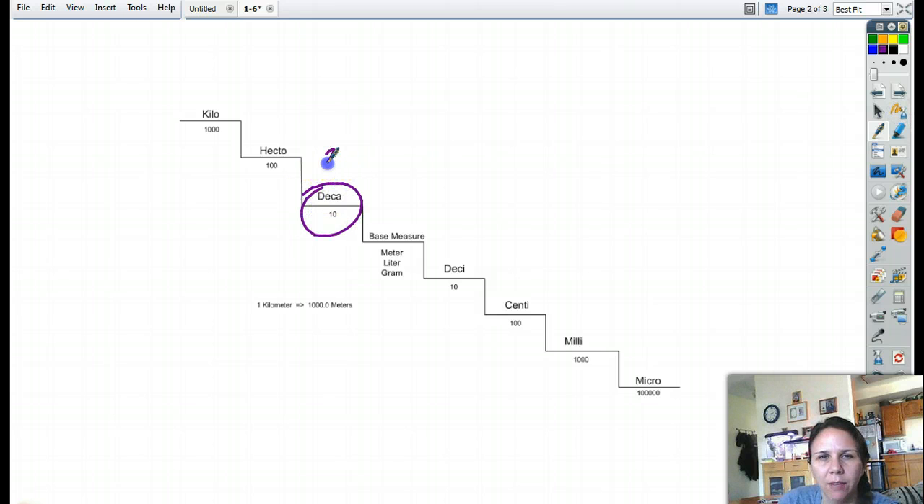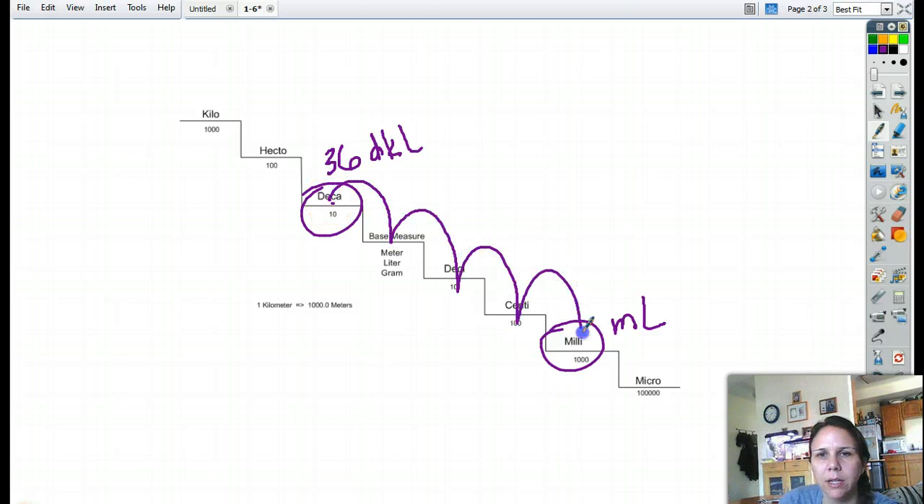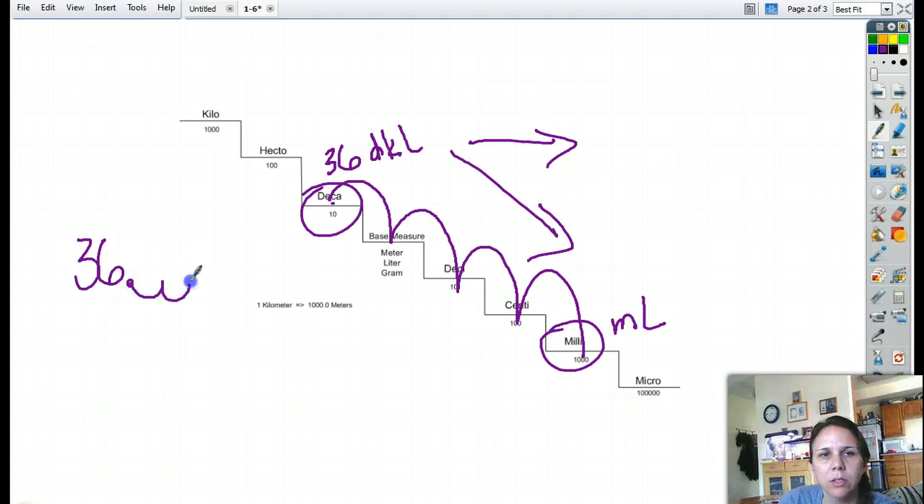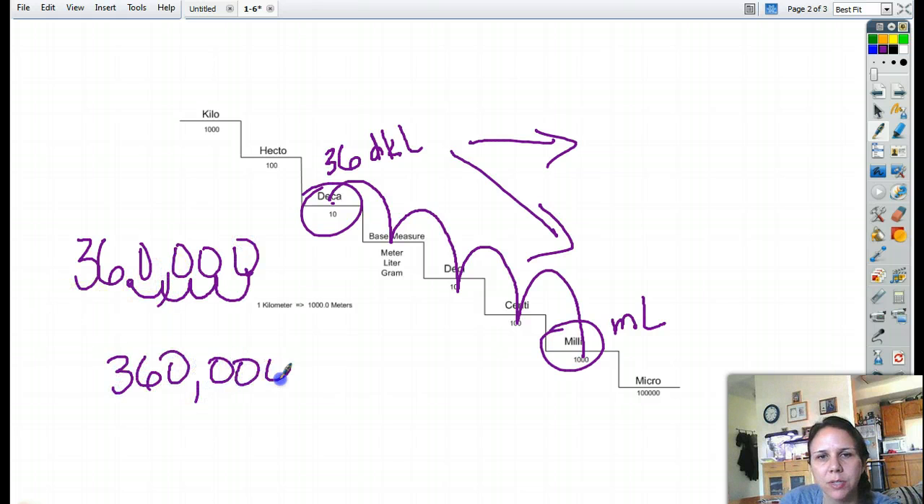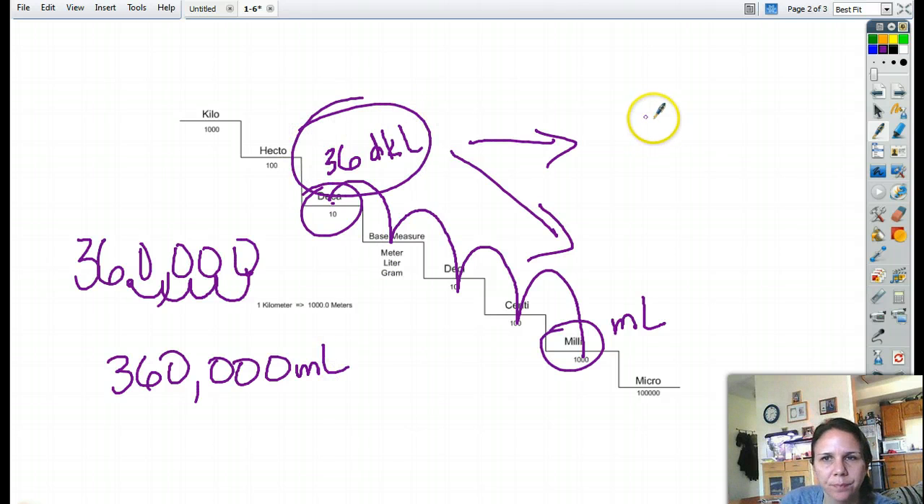Now let's try one going the other way. What if I have 36 decaliters, so DKL, and I want to know how many milliliters that is. So where am I starting? I'm starting here, and then I go 1, 2, 3, 4. I went down 4 steps, which means to the right 4 steps. So 36 becomes 1, 2, 3, 4, and put some zeros in there. So 360,000 milliliters are contained within 36 decaliters.